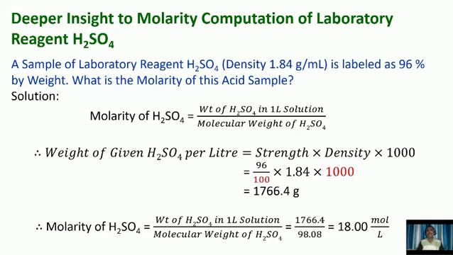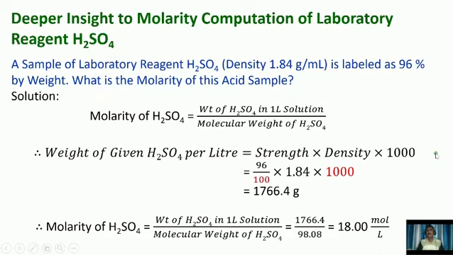The same things we have taken here, but how it comes, that I have elaborated. You can see that the density is 1.84 gram per ml, and suppose the bottle is having the label of assay or percentage purity of 96%. Then what is the molarity of the acid sample? So molarity of H2SO4 is equal to weight of H2SO4 in 1 liter solution divided by molecular weight of H2SO4. So this weight of given H2SO4 per liter is equal to strength into density into 1000.